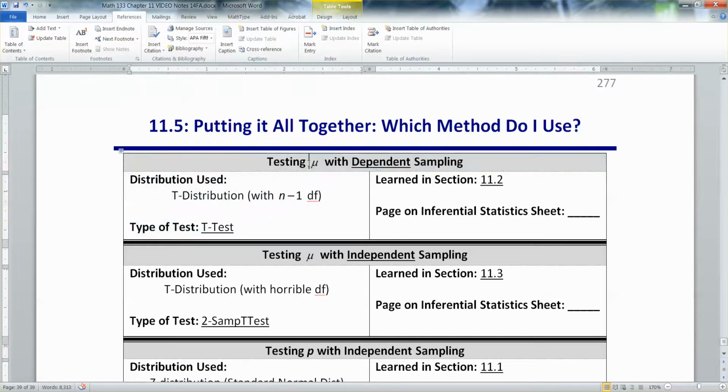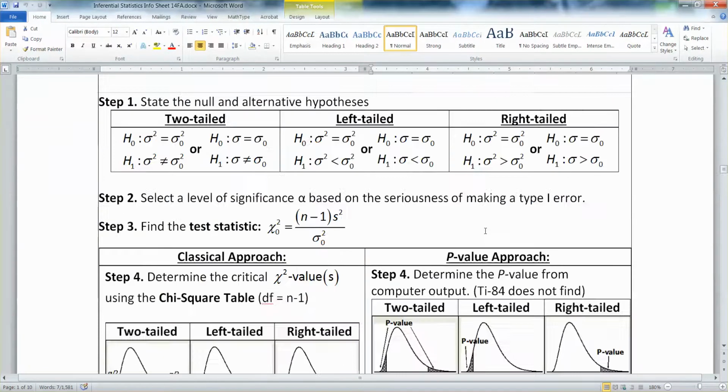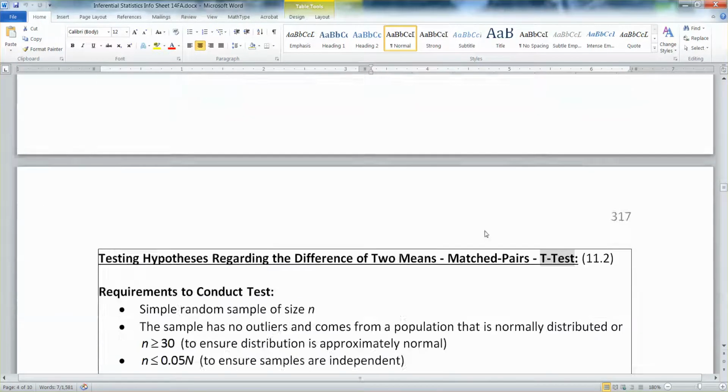What did we learn there? We learned about testing mu with dependent sampling. So when you want to have a test or an interval for mu with dependent, remember, paired samples, that means we're using the t-test, just the regular old t-test, but it's of the differences rather than the actual values. So that was, let me find the test right here.